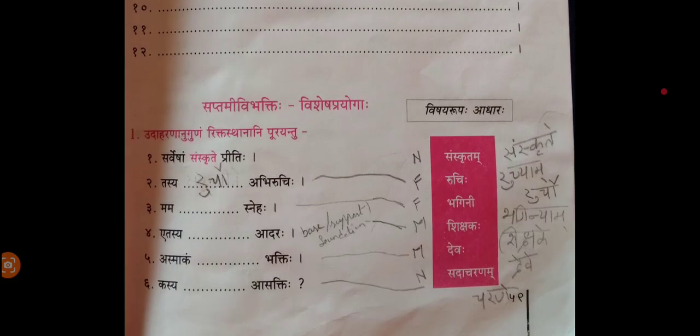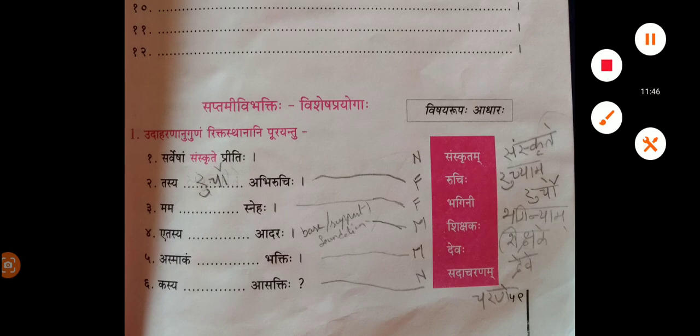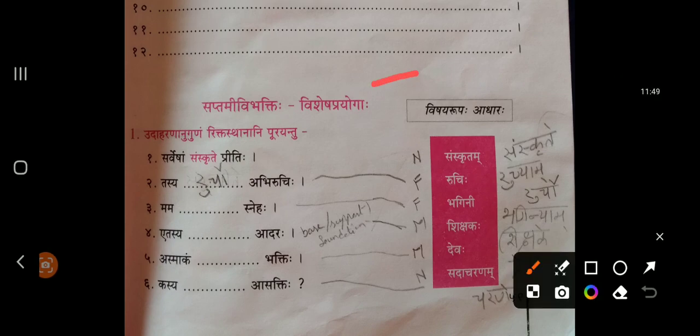Moving to the next exercise. See here, this exercise is talking about match the following. Since you did many match the followings, right? Till now, nearly 4 to 5 match the followings we did in the last few classes. This is also one of them.